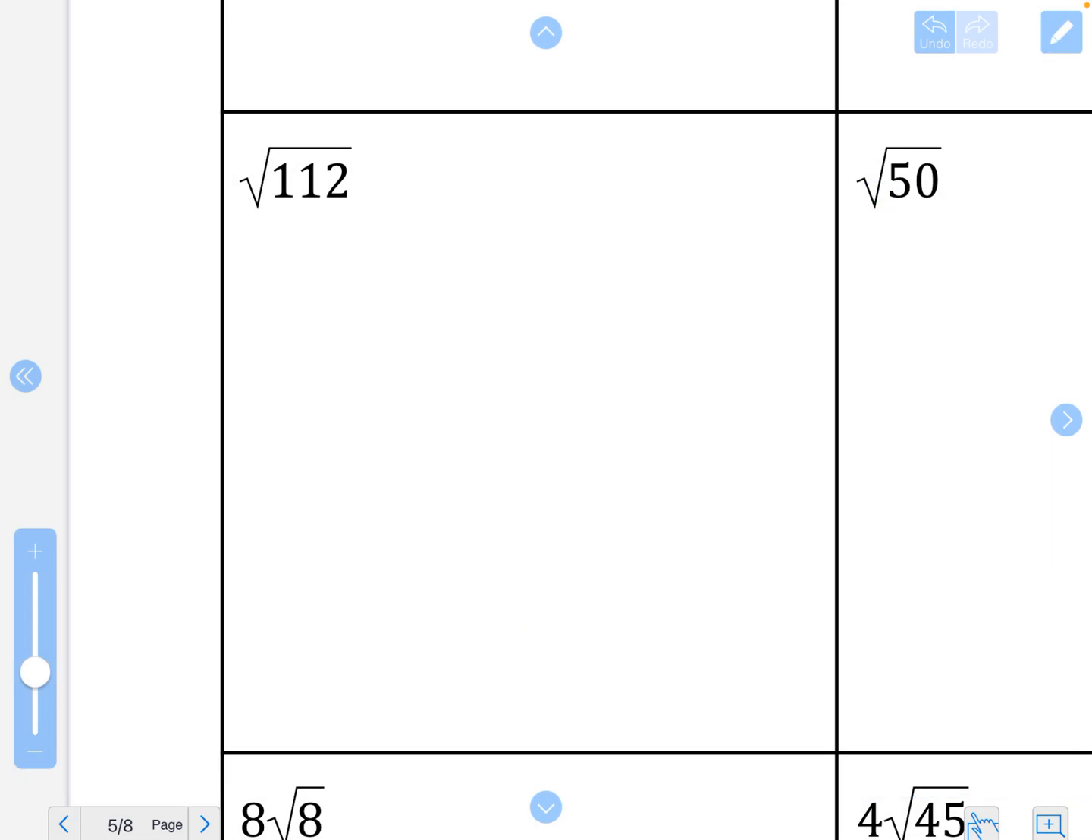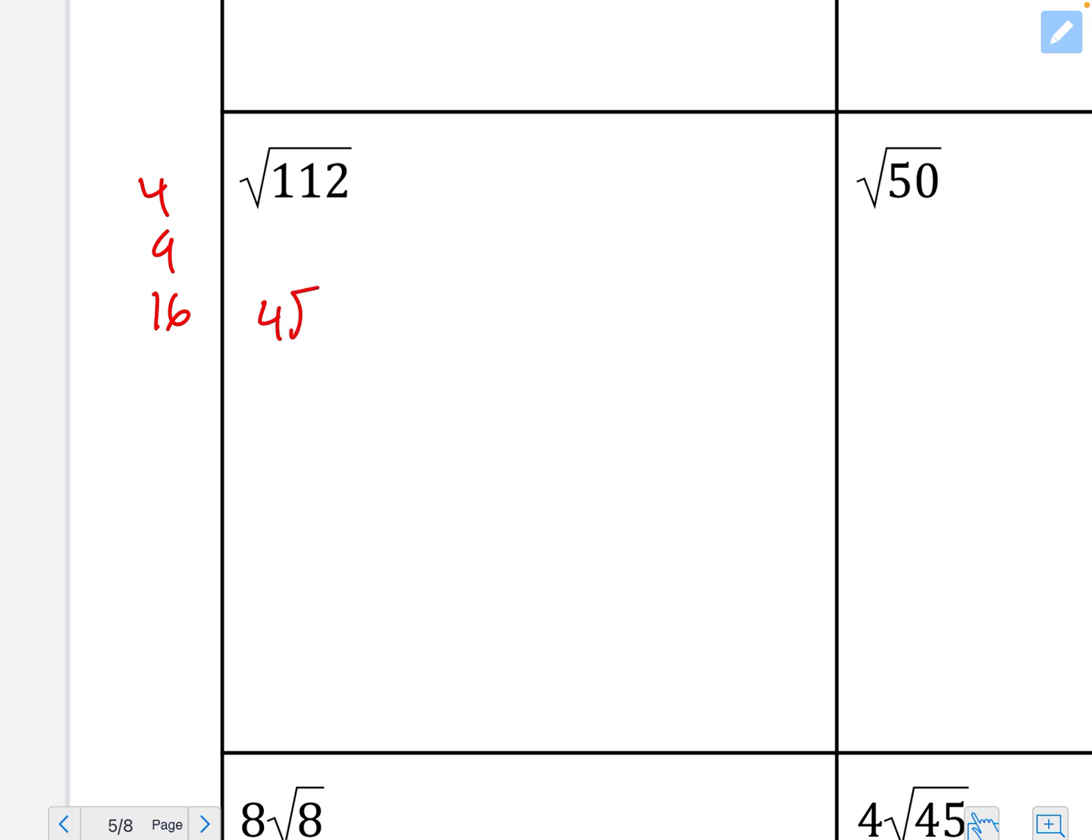All right, so let's look at 112. So again, I'm looking at 4s, I'm looking at 9s, I'm looking at 16. So I'm going to try 16. So 112 divided by 16. I'm going to be honest, it doesn't go in evenly, so we're going to go with 4. Let's add a 1. So 4 will go into 11 twice, which will leave me with a 3. 4 will go into 32 8 times. So I have the square root of 4 and the square root of 28, which equals the square root of 112. Now, 28, I'm pretty sure I can divide by 4 again.